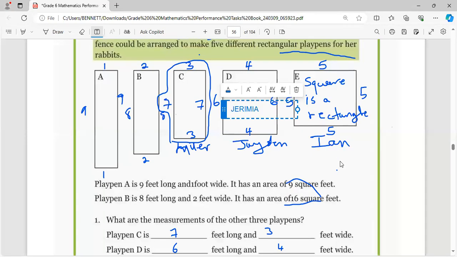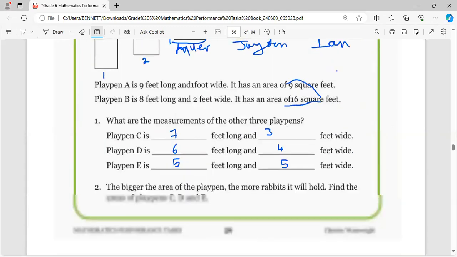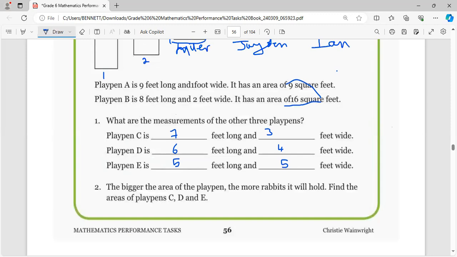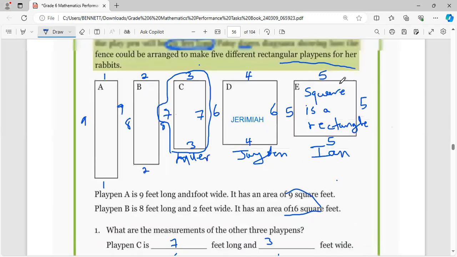Look at it. Let me go up here. Go back now, guys. That's very important. Look at what this says: find the area of the playpen. The more the rabbit holds. Find the area of playpen C, D, and E. Only 3, alright? So guys, you have to be careful with that. It's for C, D, and E only. It didn't ask for the others.